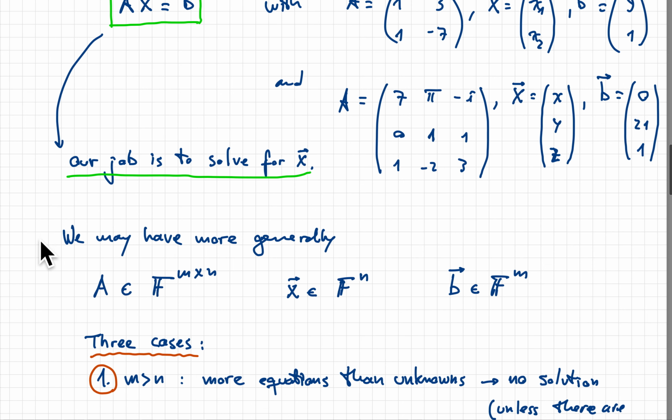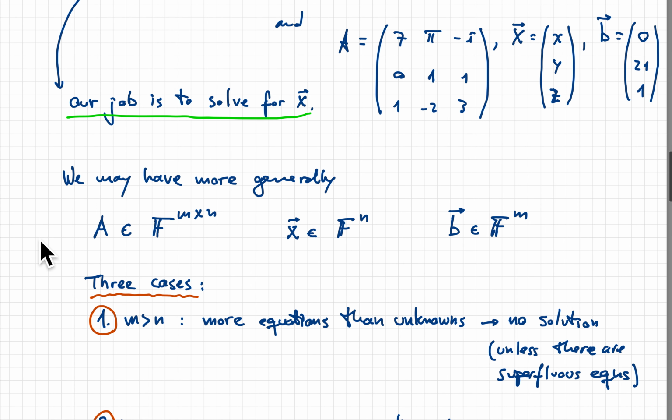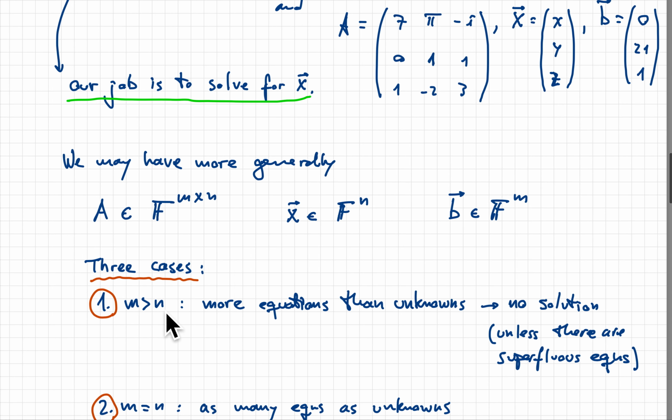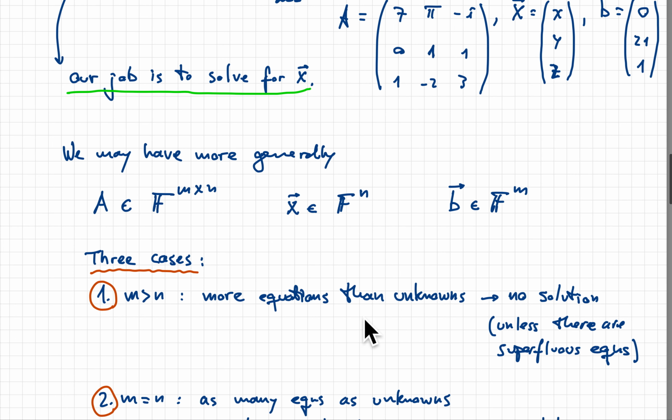And we distinguish 3 cases. You could have m greater than n, so more rows than columns, and what that means is that you have more equations than unknowns, and typically when that happens, there's no solution, unless there are some superfluous equations that you can remove, and so you don't have more constraints than unknowns. Then usually this would mean that there are more equations than unknowns.